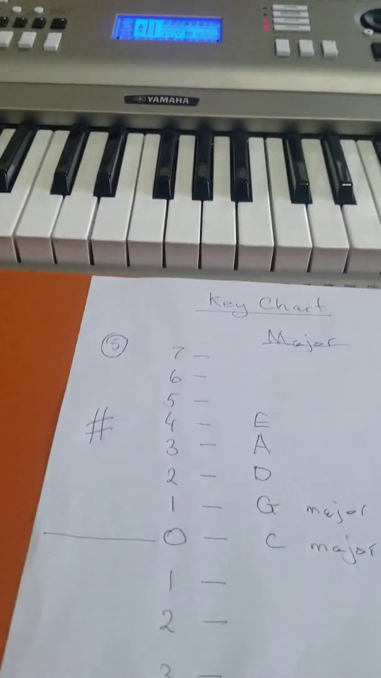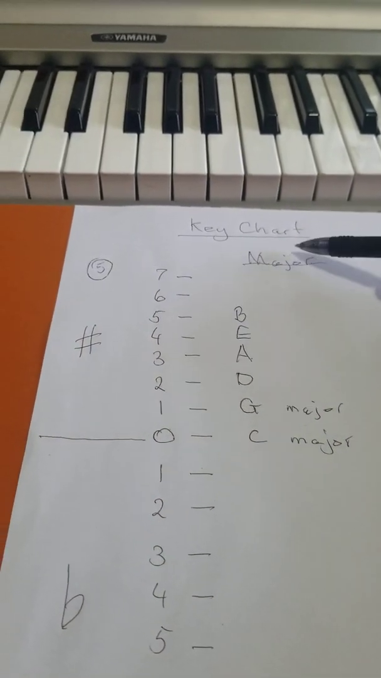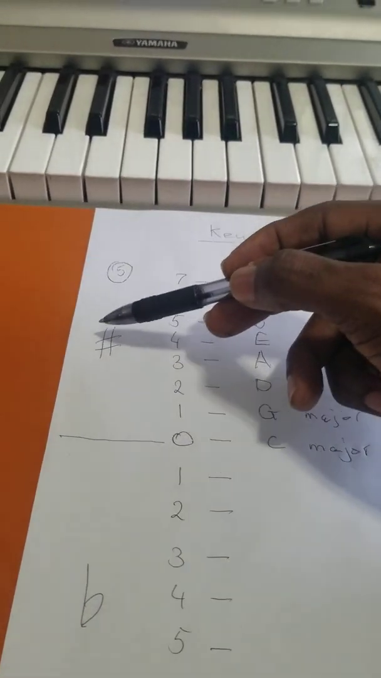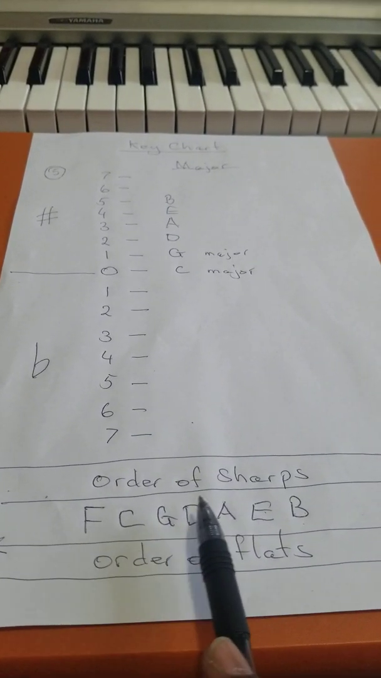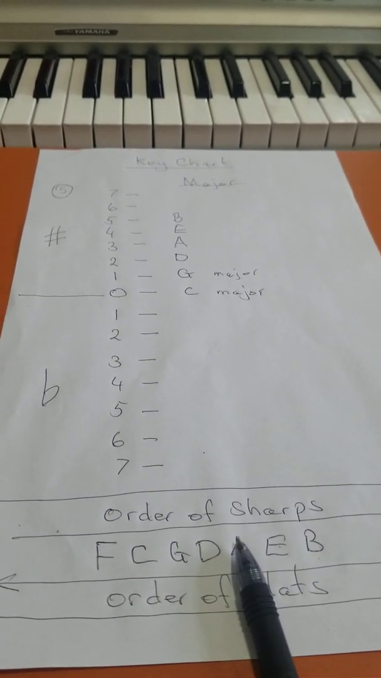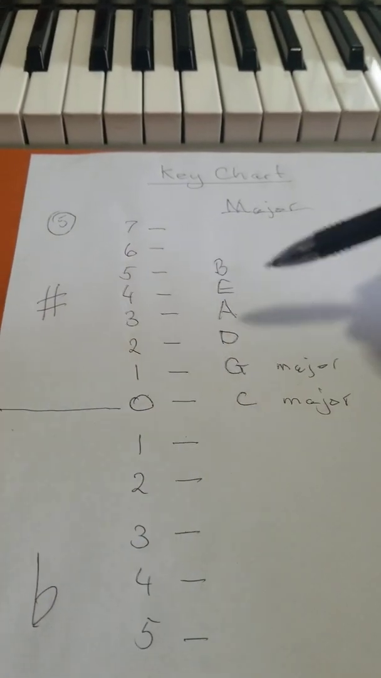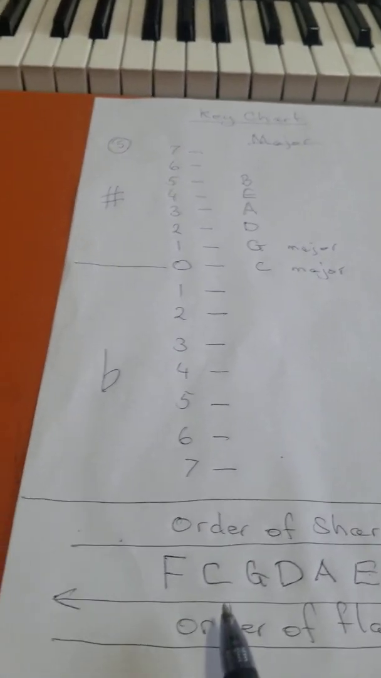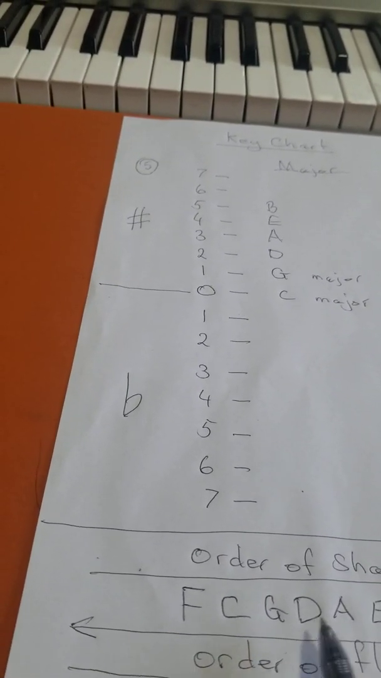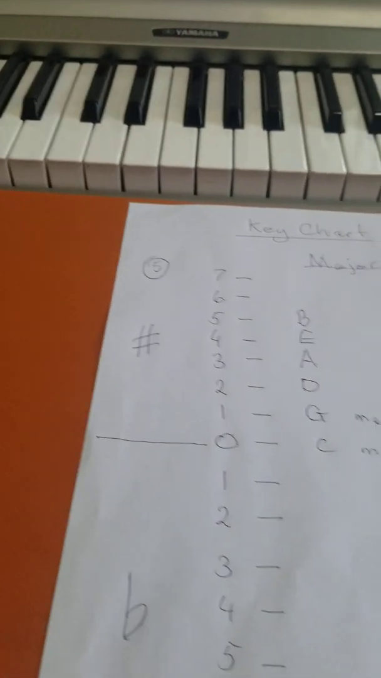Okay, and we're saying that B major has 5 sharps. What are those sharps? 1, 2, 3, 4, 5. F sharp, C sharp, G sharp, D sharp, and A sharp. Now, remember at this point, all F's, C's, G's, D's, and A's from this point on will be sharpened.